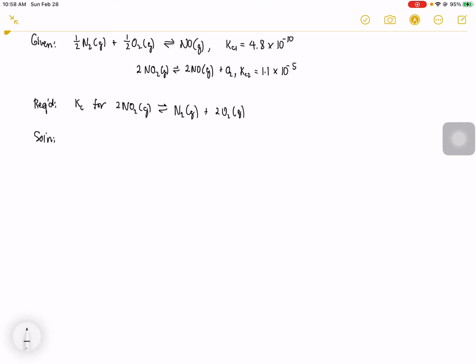So looking at the unknown equation, we have our nitrogen dioxide on the left side of the equation arrow. So we copy the second equation that we were given. So that's 2 nitrogen dioxide decomposing to form nitrogen monoxide and oxygen, the K sub C of which is already known to us. That's equal to 1.1 times 10 to the negative 5.